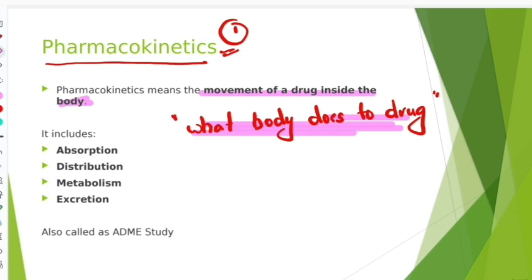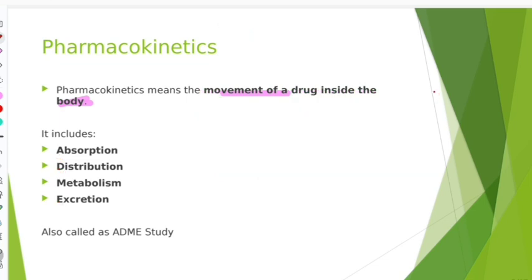So under pharmacokinetics, we have got four components. I will call it as ADME. A for absorption of the drug, D for distribution of the drug, M is for metabolism of that drug, and E is excretion of that drug. Remember, pharmacokinetics is also called as ADME study.